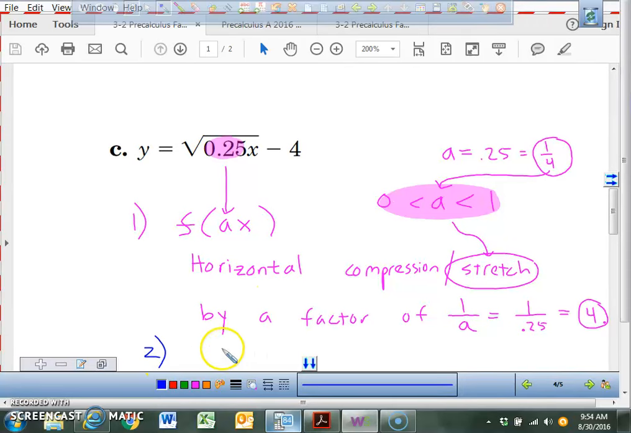The second part's the easy part. It's just what? Translated 4 units down. That's it. 4 units down.